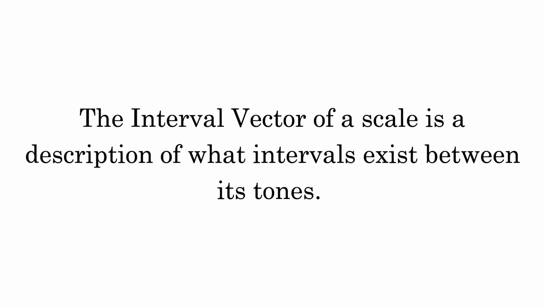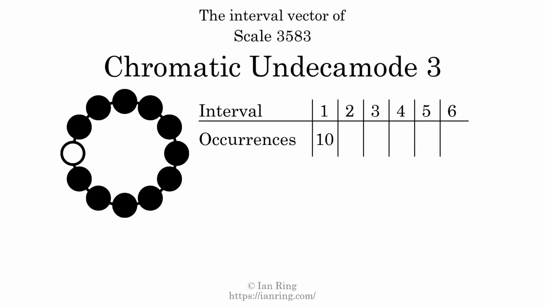The interval vector of a scale is a description of what intervals exist between its tones. There are 10 intervals with the size of 1 semitone. They are here, here, here, here, here, here, here, here, here, and here. There are 10 intervals with the size of 2 semitones. They are here, here, here, here, here, here, here, here, here, and here.